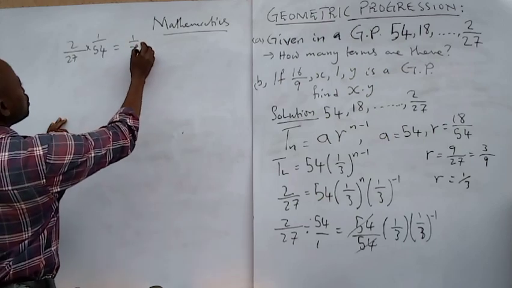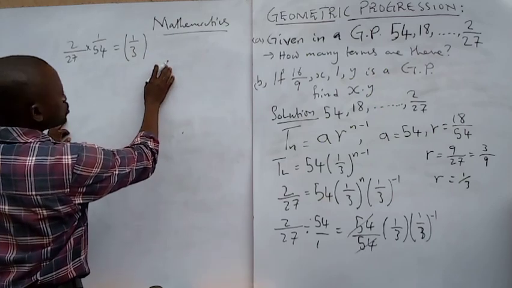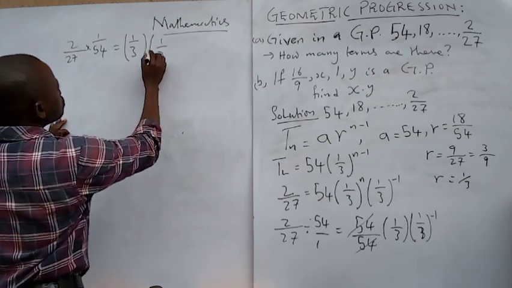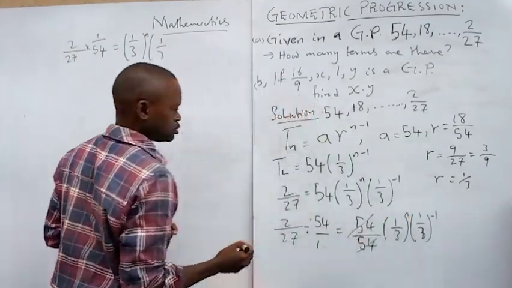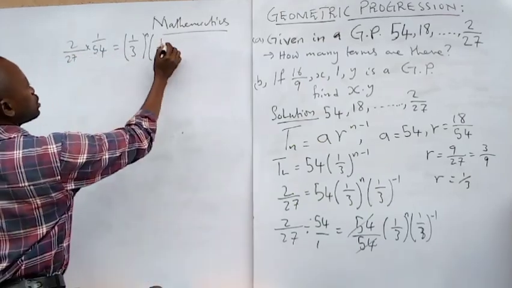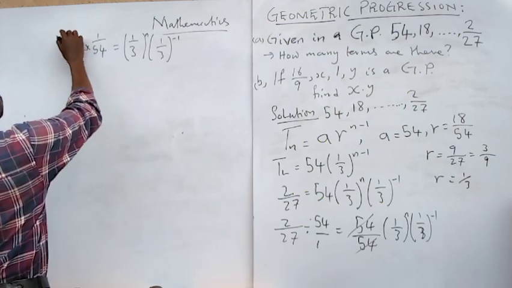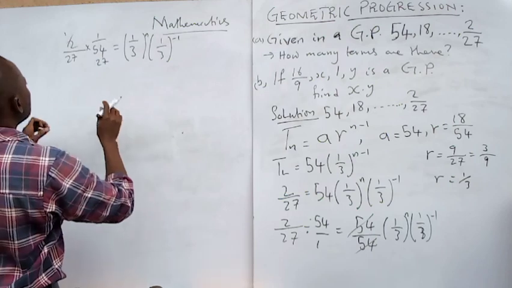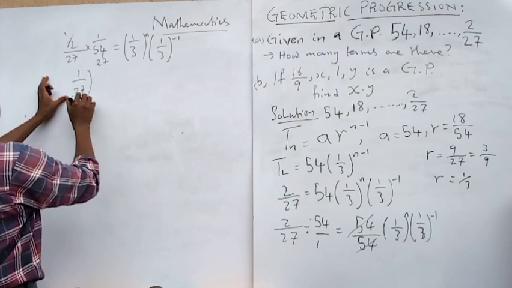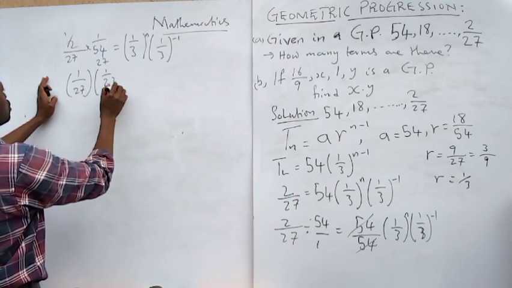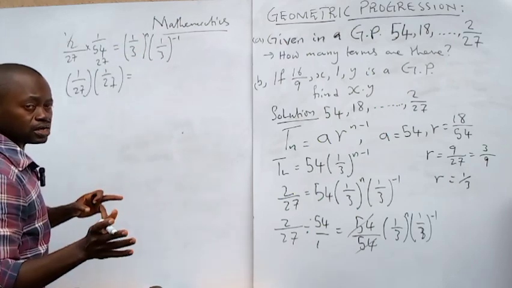This equals 1 over 3 raised to power n, and there's still much work to do here, a little more simplification. Let me not forget that this is raised to power n and this is raised to power minus 1. So 2 can cancel itself, 1 cancels here, 27. So we have here 1 over 27 times 1 over 27 equals, and I will be detailed, I promised that.